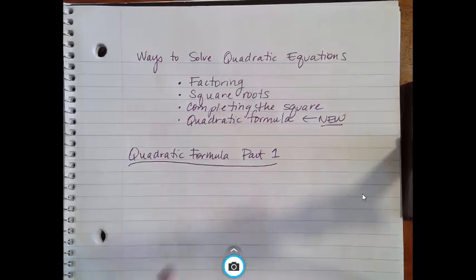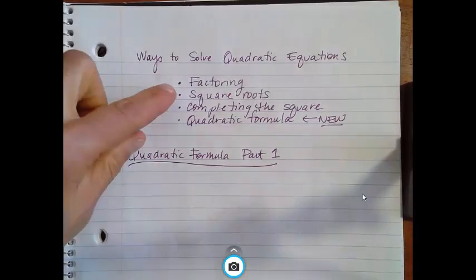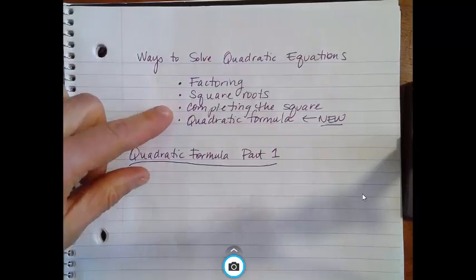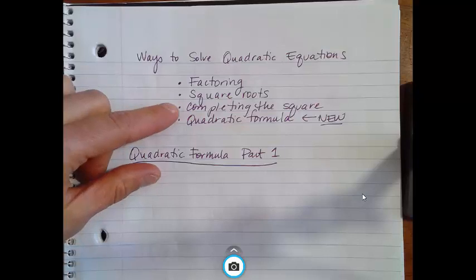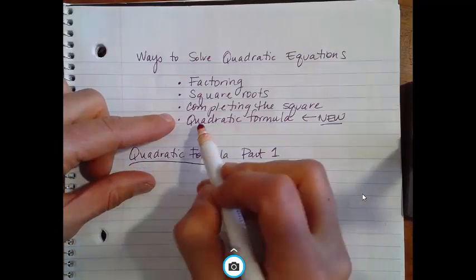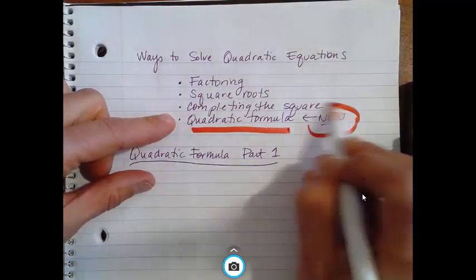So just as a quick recap, we've done a few different ways of solving quadratics so far. First we did factoring, and then we did square roots, and then we did completing the square, which kind of uses square roots. And today is our first day with the quadratic formula, our new thing.